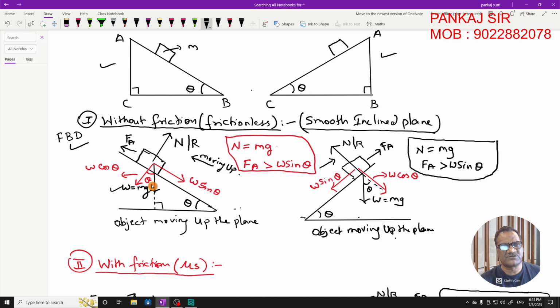This is always drawn right from the object vertically downwards and perpendicular to the horizontal of the inclined plane. This is the horizontal of the inclined plane, right? And that is one force. The second force: the object is placed on the inclined surface. Now this is the inclined surface, I'll write IS, inclined surface. The object is kept on this inclined surface.